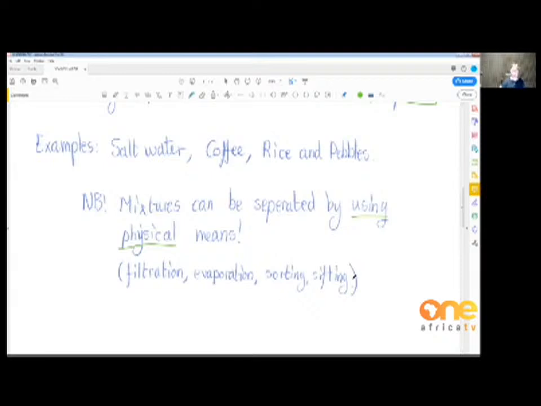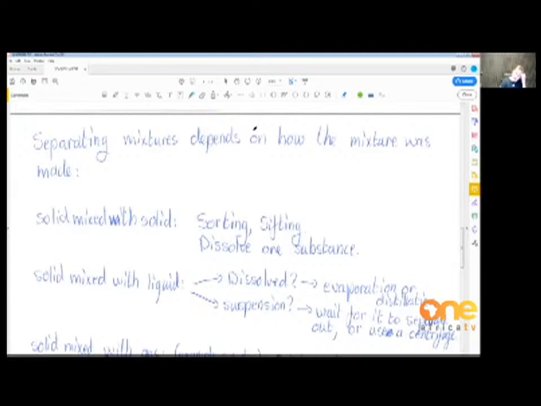that liquid. So other physical means that could be used are things like filtration, evaporation, sorting things, sifting things, all sorts of things. Separating the mixture would depend upon how the mixture was made in the first place. So if we have a solid mixed with a solid, then we can use things like sorting or sifting in order to get the different parts out. If one of the substances is dissolvable, say we have a mixture of salt and sand lying in a pile there on the table, then we can dissolve this salt in order to get it out of the sand.